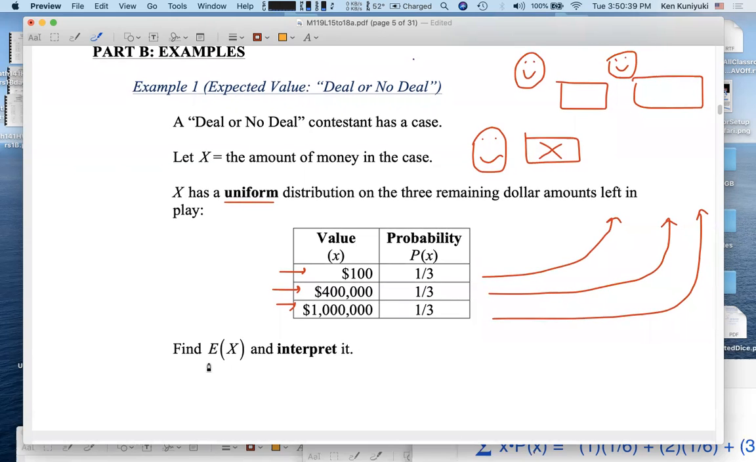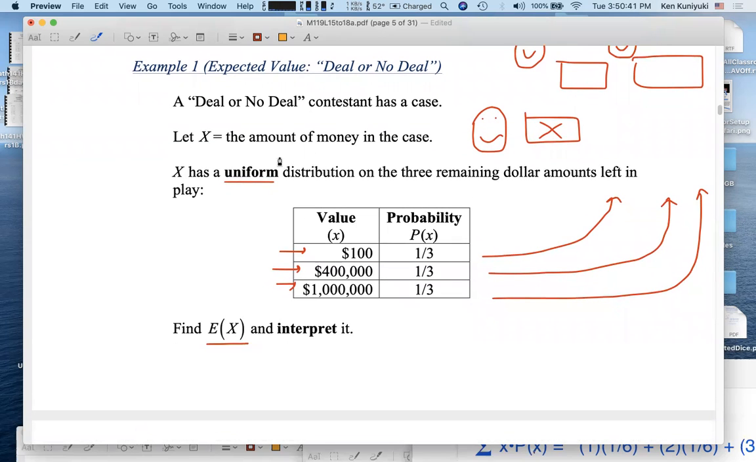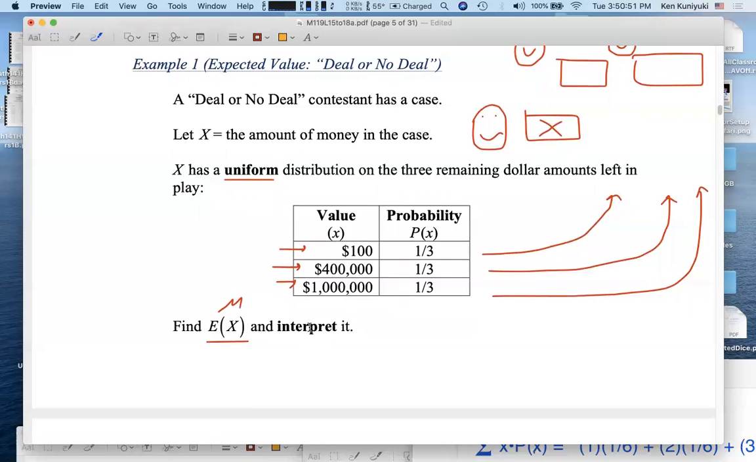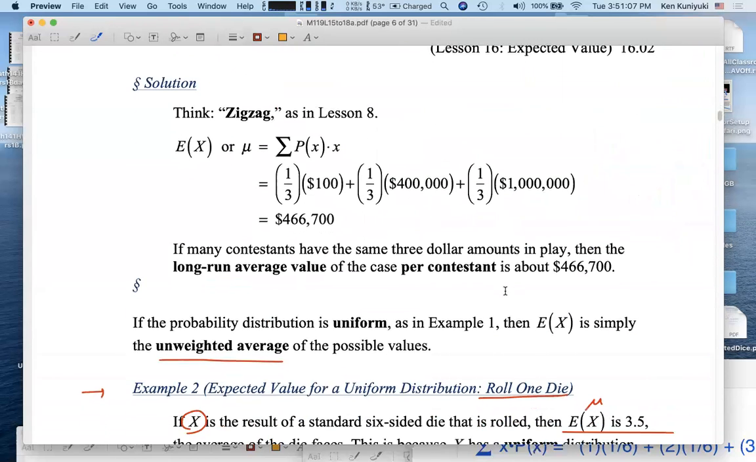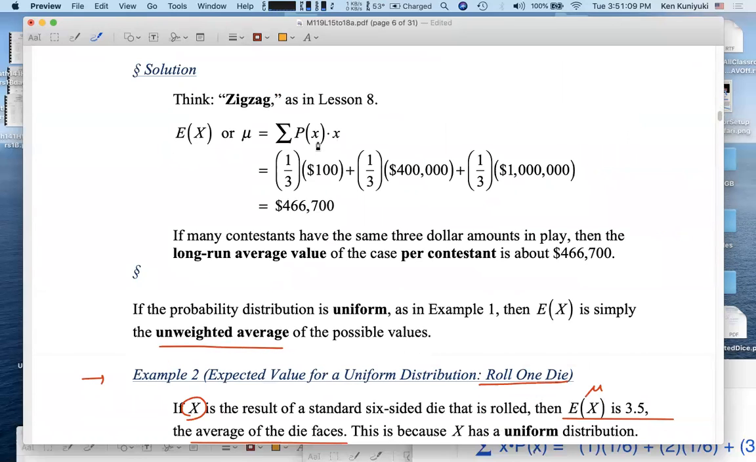Find E of X, the expected value of X, the amount of money that's in the case. In other words, find the mean mu for this distribution and interpret it. So let's find E of X, or the expected value. Now, once again, because we have a uniform distribution, we could just take the straight average of these three values, add them up, and divide by 3. Or you could do the zigzag: the summation of P of X times X, or vice versa. You can switch these.